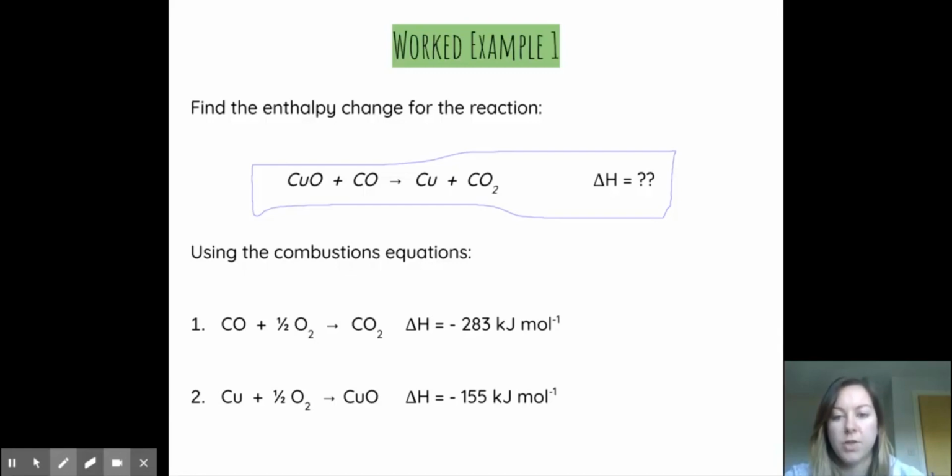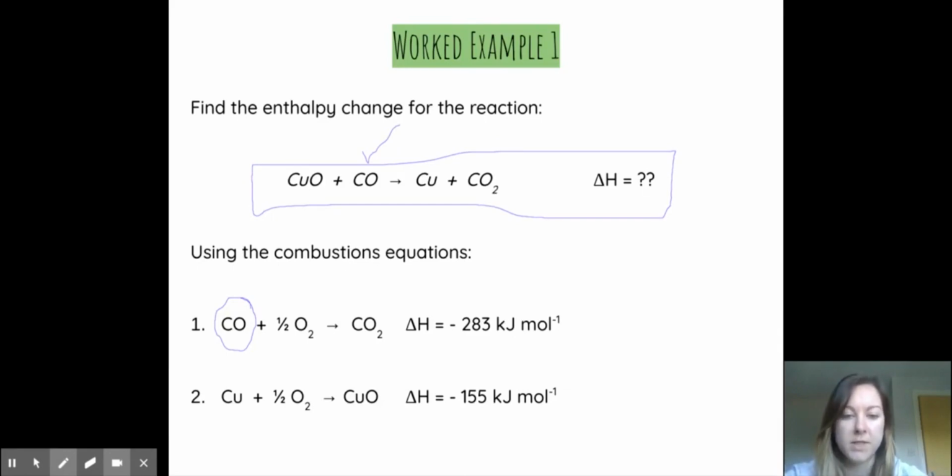On the first equation, we are dealing with carbon monoxide, and we can see that the carbon monoxide is on the left of the arrow in both equations. We have the same number of moles of carbon monoxide. So what that means is that one can stay as it is. We have our carbon monoxide sorted. Then we go to our other reactants.